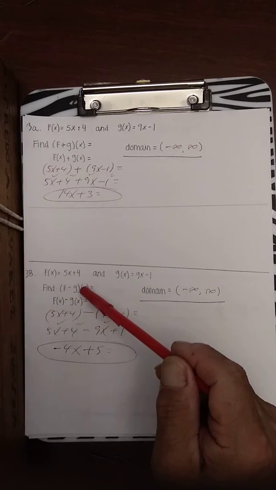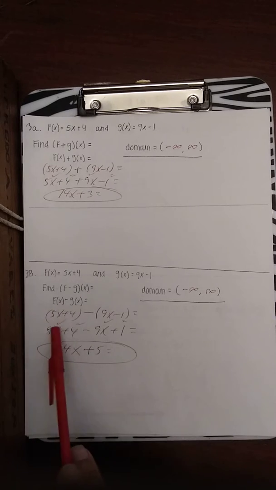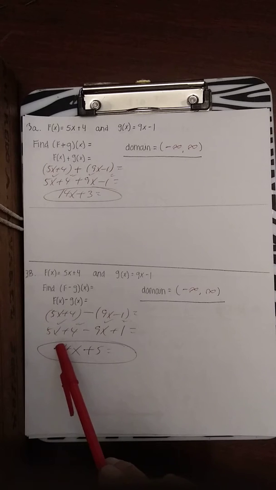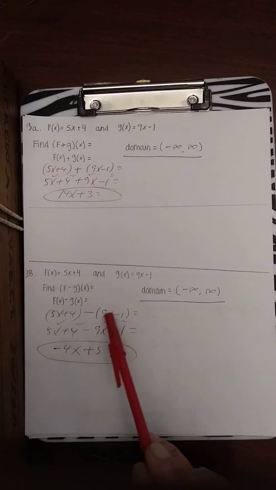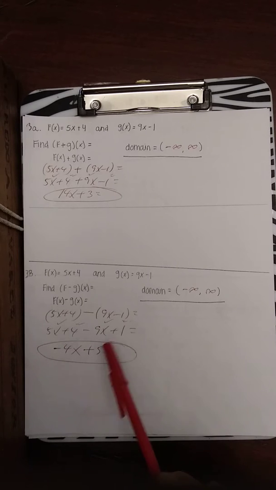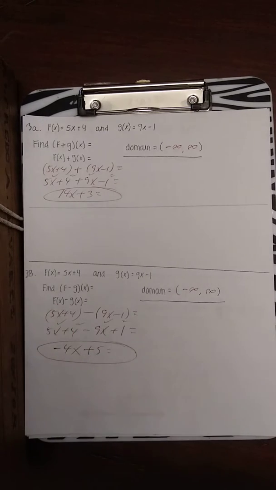Difference. F minus g of x means f of x minus g of x. F of x is 5x plus 4 again, minus 9x minus 1. So now 5x plus 4 minus 9x, minus a minus is plus, so 5 minus 9 is negative 4x, and 4 plus 1 is 5. Negative infinity to infinity is the domain of this one also.